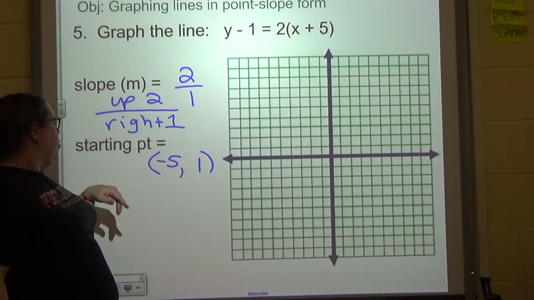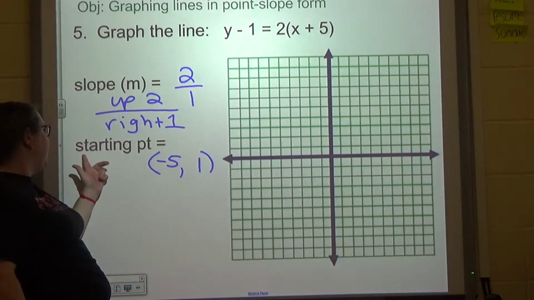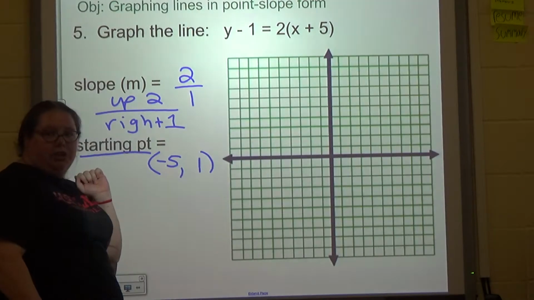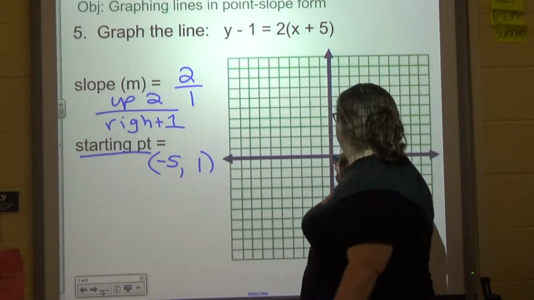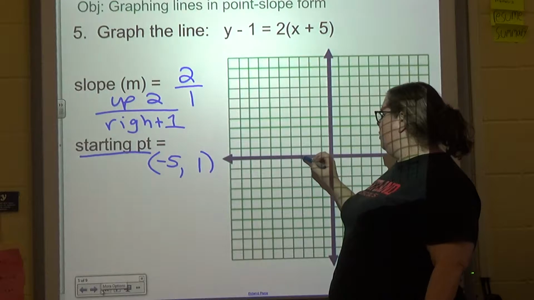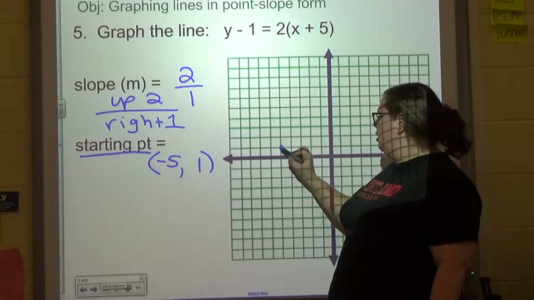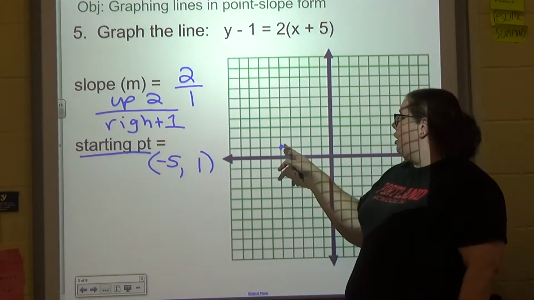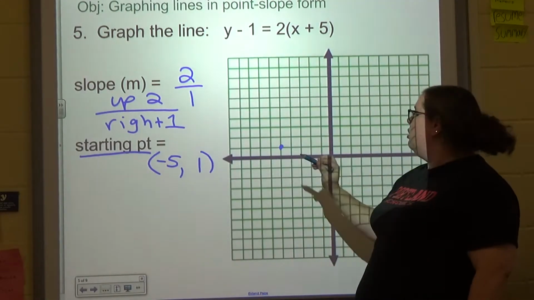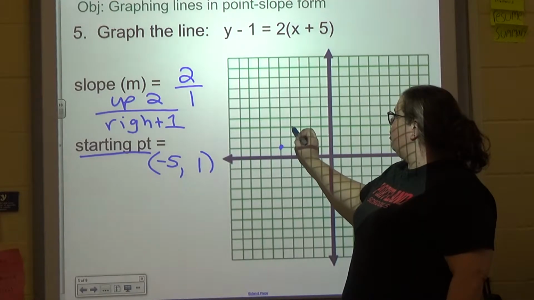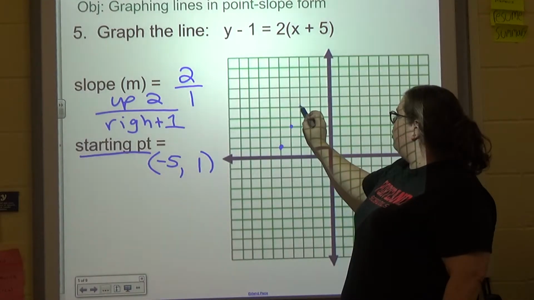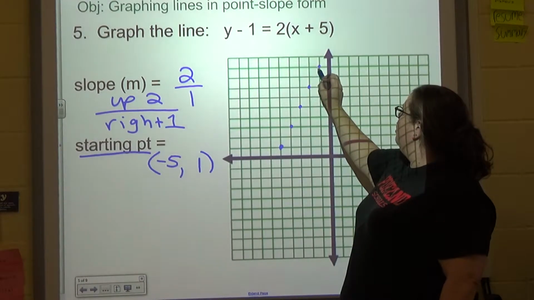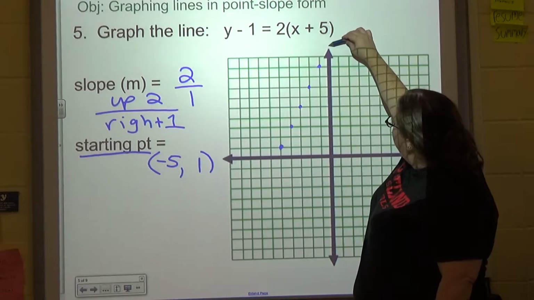Okay. Where do we begin? That's why I named it starting point. We start at the starting point, so (-5, 1). From 0, 0, 1, 2, 3, 4, 5, up 1. So instead of starting on the y-axis, I'm just starting here. From here, we're going to use our slope. Up 2, over 1. Up 2, right 1. So notice the y-intercept is up here, it's 11.